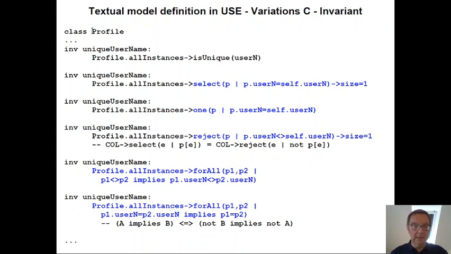We said, well, inside the profile class we had an invariant unique username, profile.allInstances is unique username. So you can nearly literally read this invariant. Well, we want to have unique usernames in the profile class. And there is a particular collection of other formulations for this uniqueness requirement. And the first one is this one here.